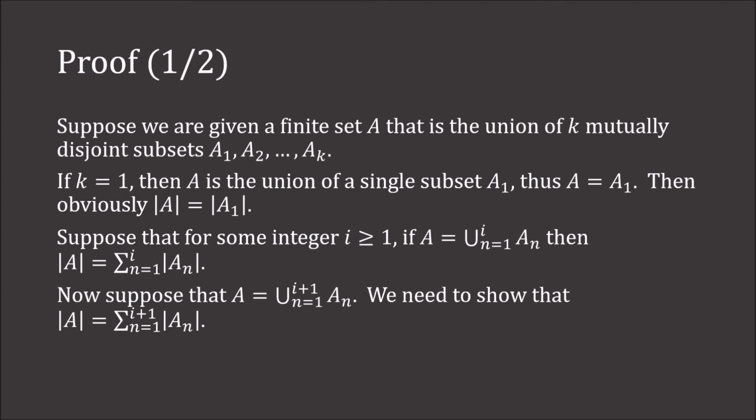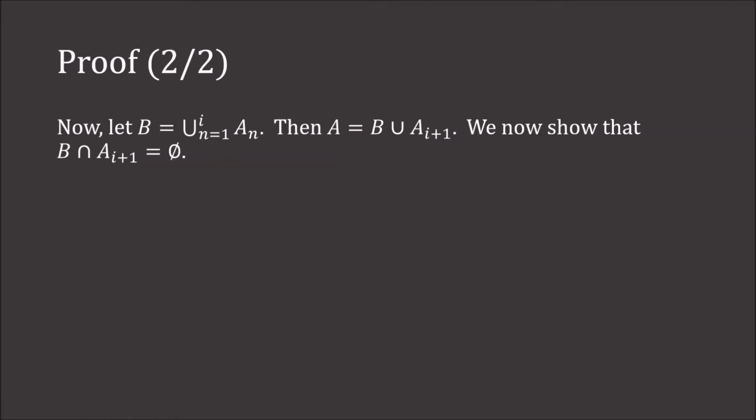Now suppose that A is equal to the union n equals 1 to i plus 1 of A sub n. What we need to do is show that the number of elements in A is now the sum from n equals 1 to i plus 1 of the number of elements in A sub n. So to do this, let B be the union n equals 1 to i of A sub n. Then A would equal B unioned with A sub i plus 1. We now show that the intersection of B and A sub i plus 1 is empty.